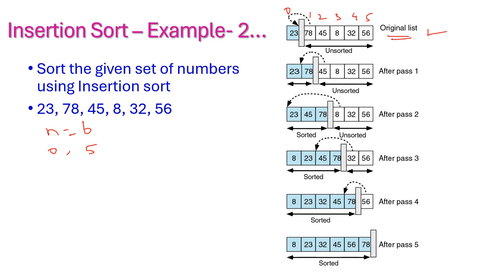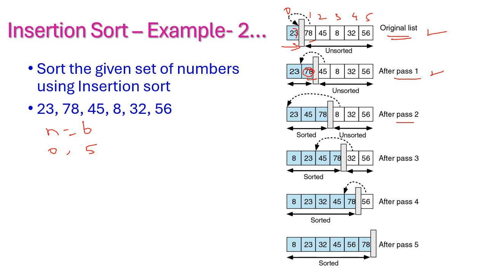In the original list, the 23 is placed in its right position. That is, the first item is placed in its right position. And the second data item is 78. When compared to 23, 78 is bigger, so it will be placed after 23. So at pass 1, two data items are placed in their right positions.